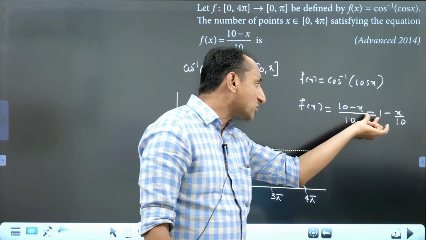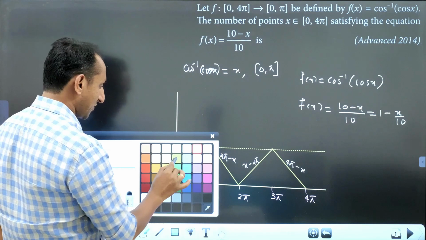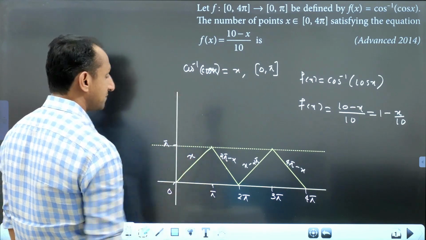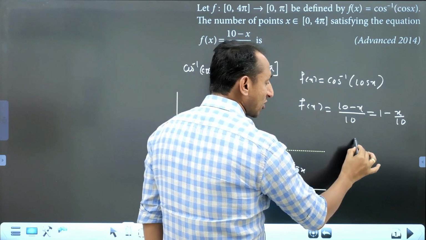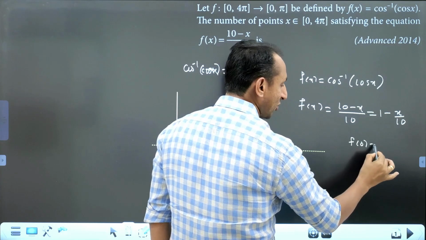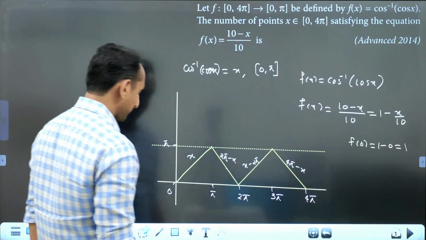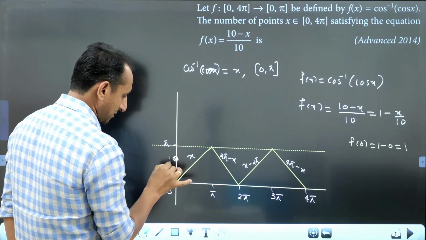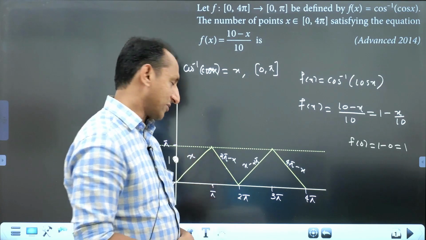Then we draw the graph of the second function. See, when we put x equal to 0, what is f of 0? 1 minus 0, it becomes 1. So point out here 1. This becomes pi, 3.14 approximately here.